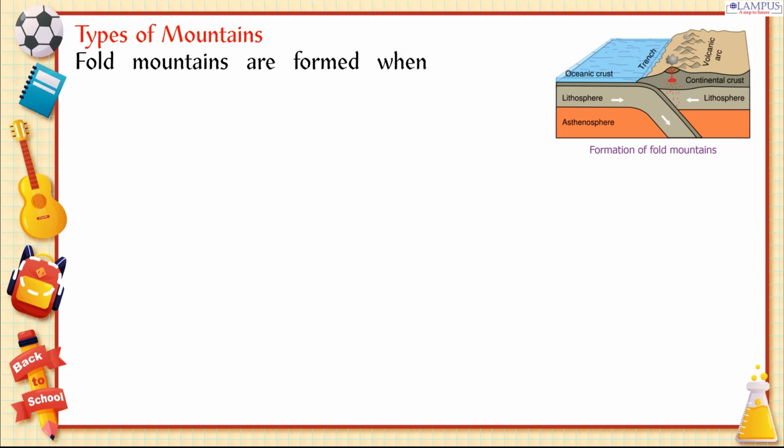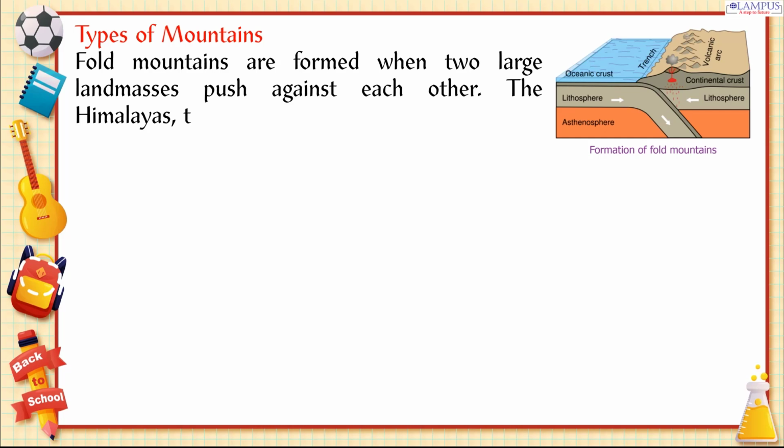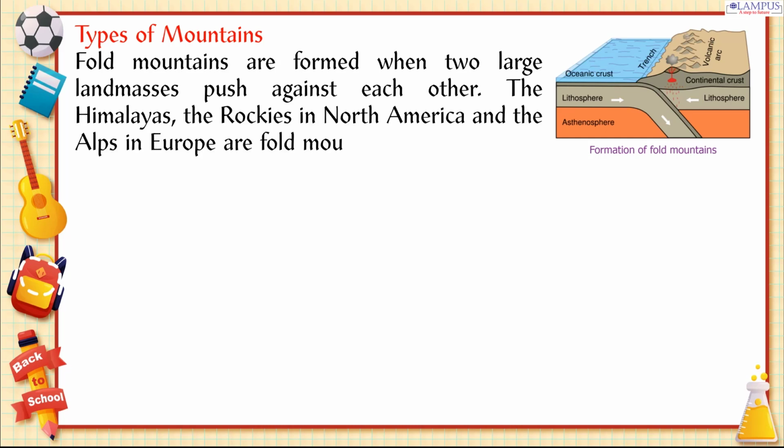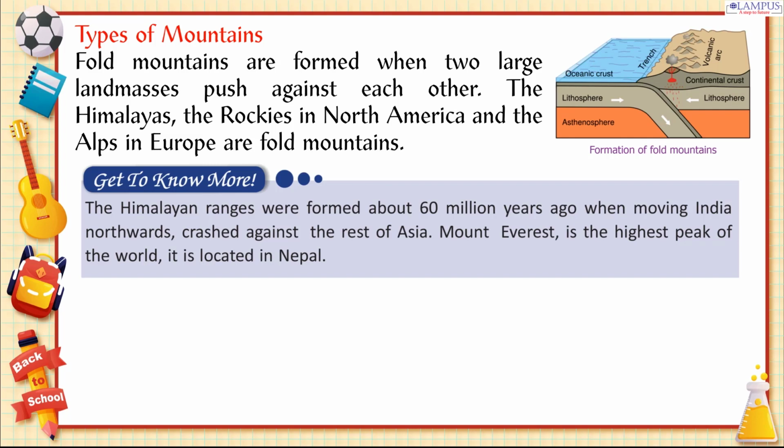Fold mountains are formed when two large land masses push against each other. The Himalayas, the Rockies in North America and the Alps in Europe are fold mountains. Formation of fold mountains. Get to know more. The Himalayan ranges were formed about 60 million years ago when India, moving northwards, crashed against the rest of Asia. Mount Everest is the highest peak of the world. It is located in Nepal.